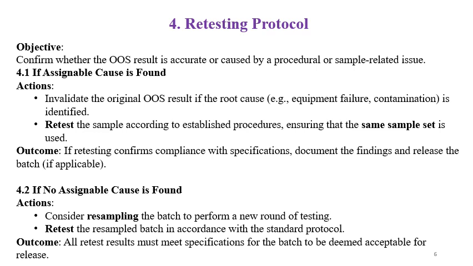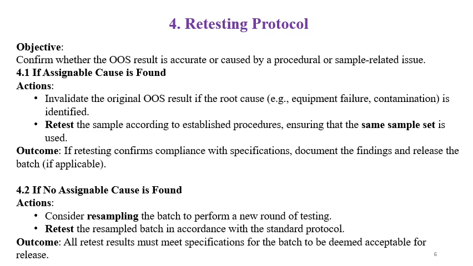Retesting protocol. The objective of the retesting protocol is to confirm whether the OOS result is accurate or caused by a procedural or sample-related issue. If an assignable cause is found, then invalidate the original OOS result. If the root cause, that is equipment failure or contamination, is identified, retest the sample according to established procedures, ensuring that the same sample set is used. Outcome: if retesting confirms compliance with specification, document the finding and release the batch if applicable.